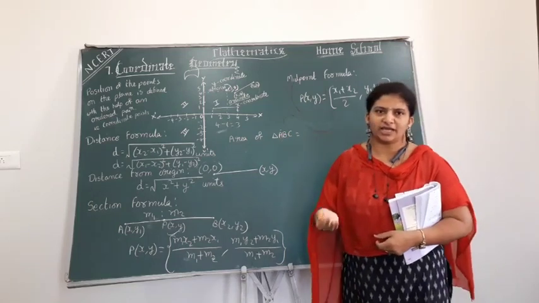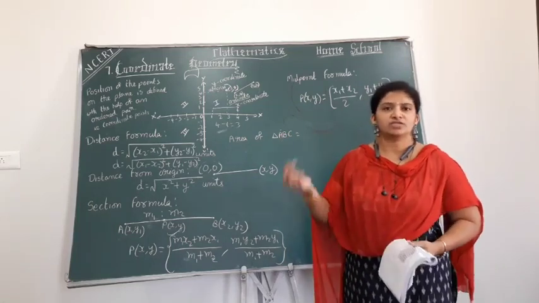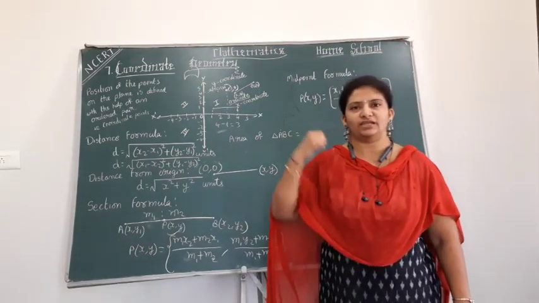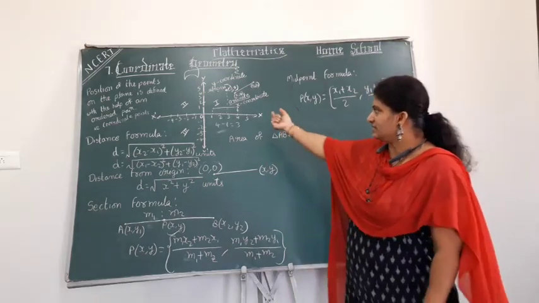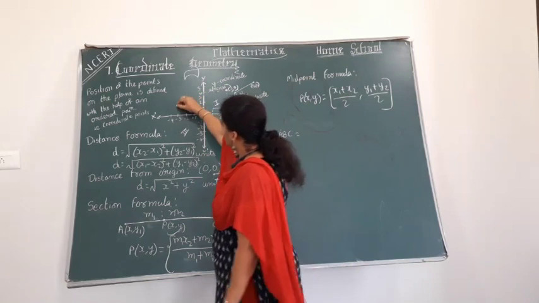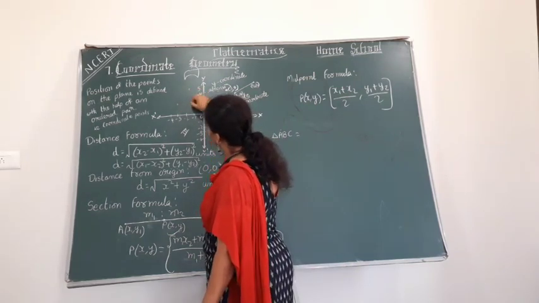Normal area of a triangle ABC we already learned in our small classes. What is the area of a triangle? Half into base into height. But that we cannot use in this Cartesian plane. Look over here. Suppose I draw a triangle somewhere here.